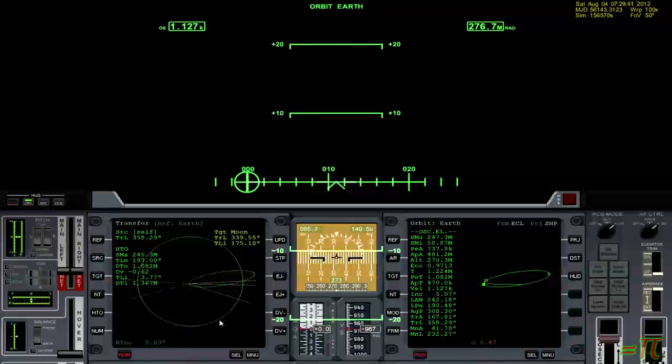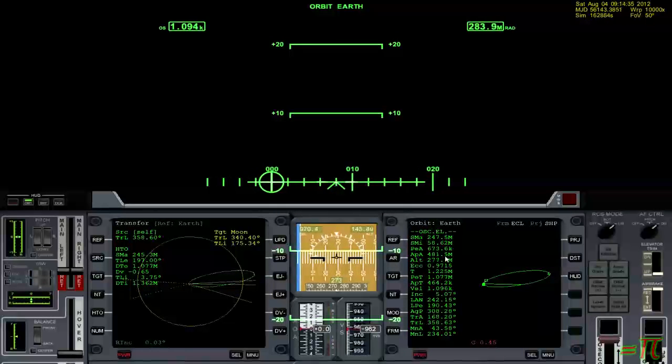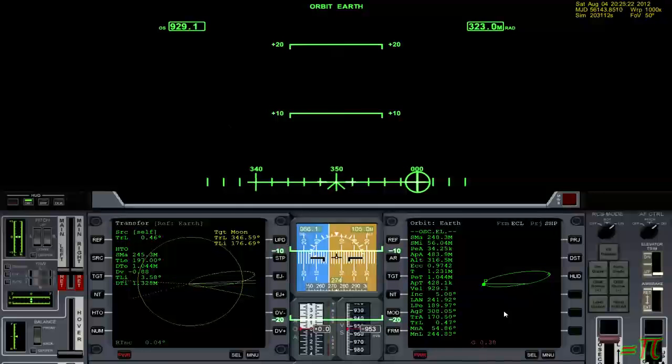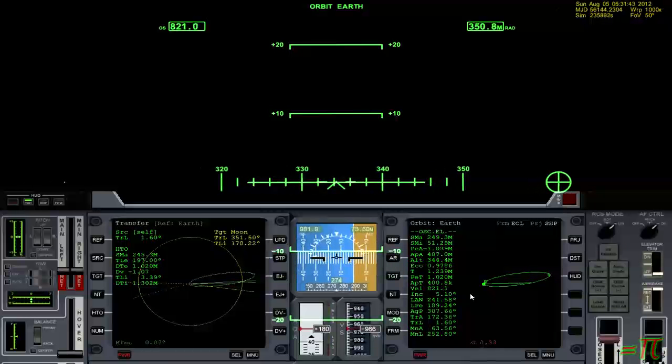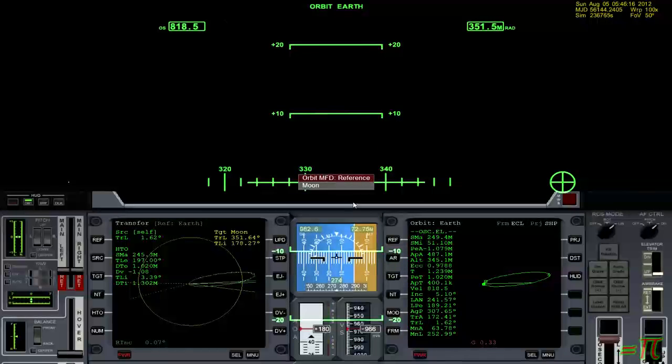Alright, let's have a look here. Actually, it looks pretty much like we're okay right now. I'm going to advance time again. A little bit more. Alright, now at this point I'm going to change the reference on this orbit so that we're referencing the moon.